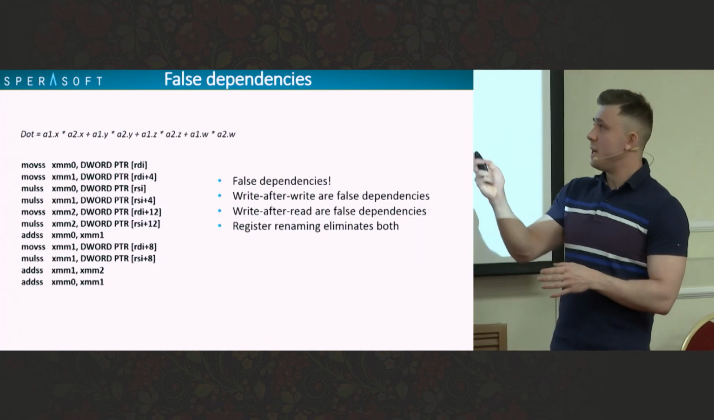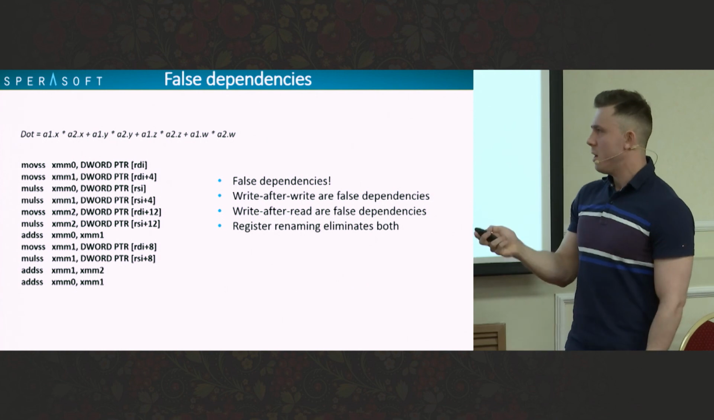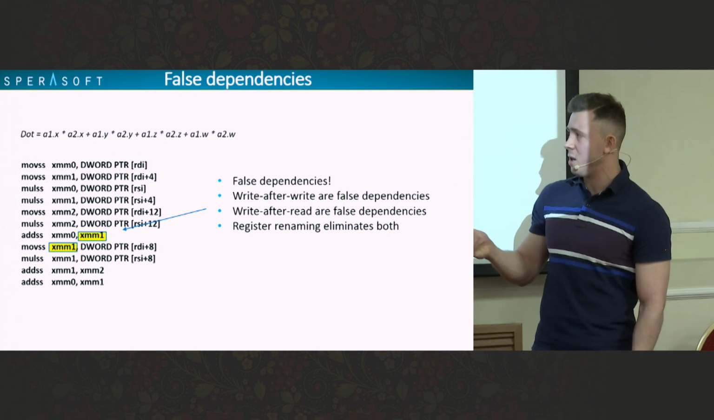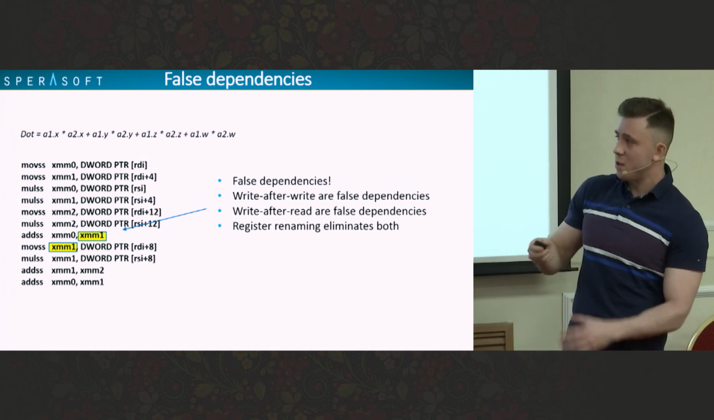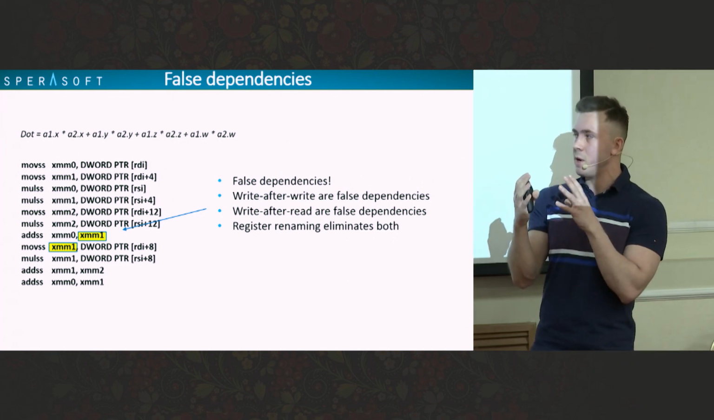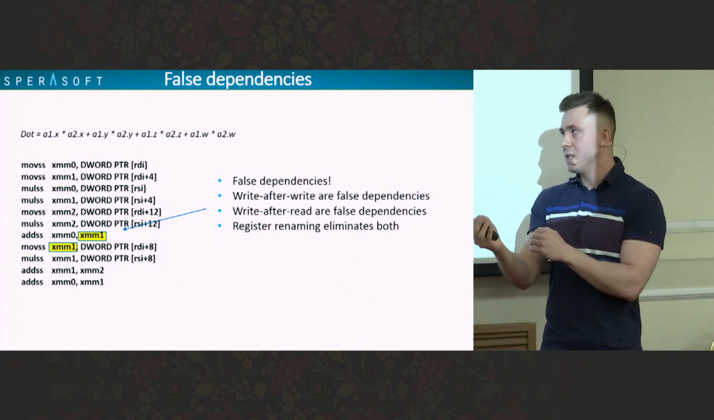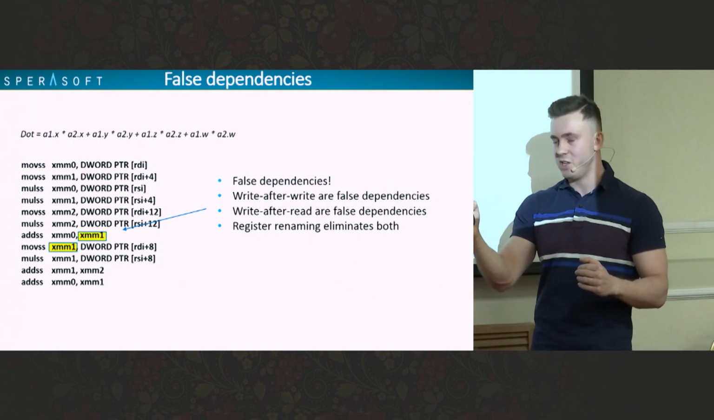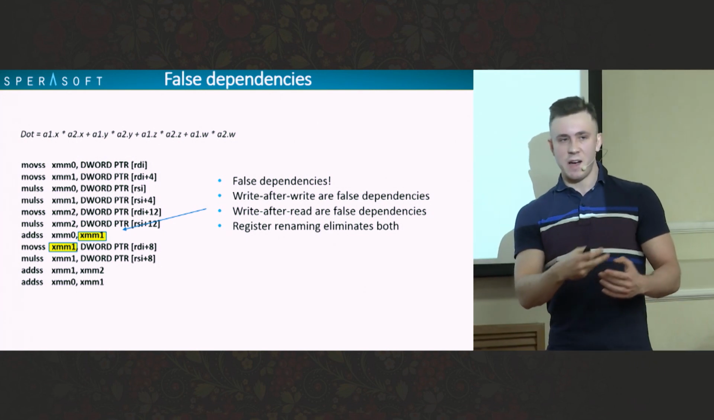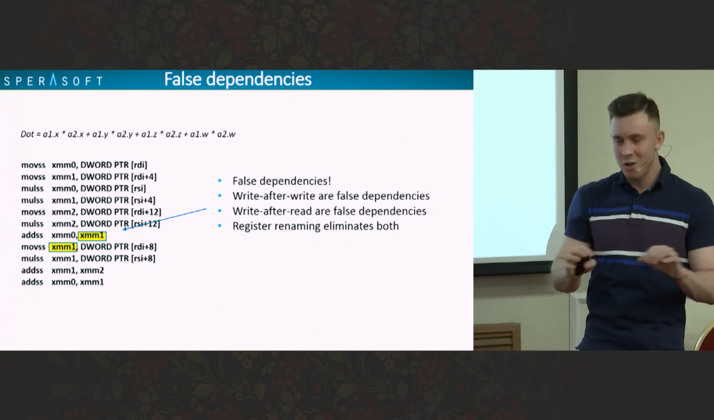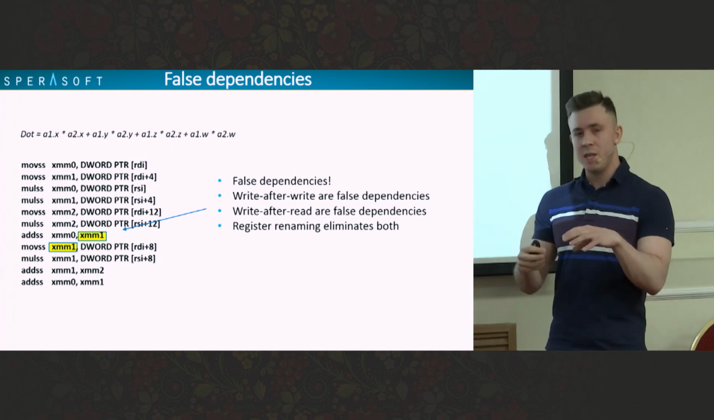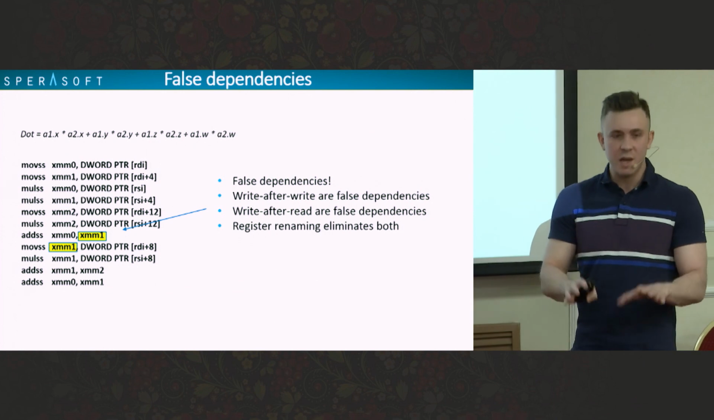Imagine you compute a dot product. Here you're using the XMM1 register in the add instruction and in the move instruction next. But if you really look at this, the move instruction doesn't care about the value which the XMM1 register contains before its execution. So you're basically just dependent on the name of the register. When you write to a register after a read or write to it, it's called a false dependency, because you don't have true dependencies on the data flow. And register renaming will eliminate both of these dependencies for you in the underlying hardware.